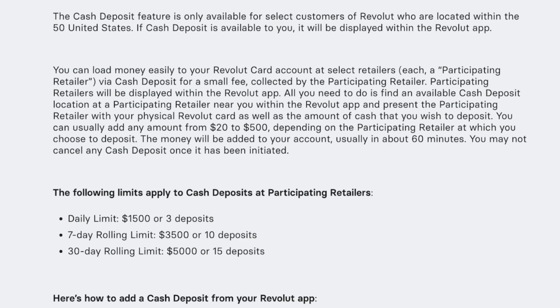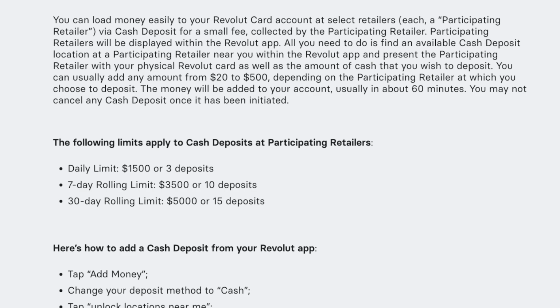Participating retailers will be displayed within the Revolut app. All you need to do is find an available cash deposit location at a participating retailer near you within the Revolut app and present the participating retailer with your physical Revolut card as well as the amount of cash that you want to deposit. You can usually add any amount from $20 to $500 depending on the participating retailer at which you choose to deposit. The money will be added to your account usually in about 60 minutes. You may not cancel any cash deposit once it has been initiated.